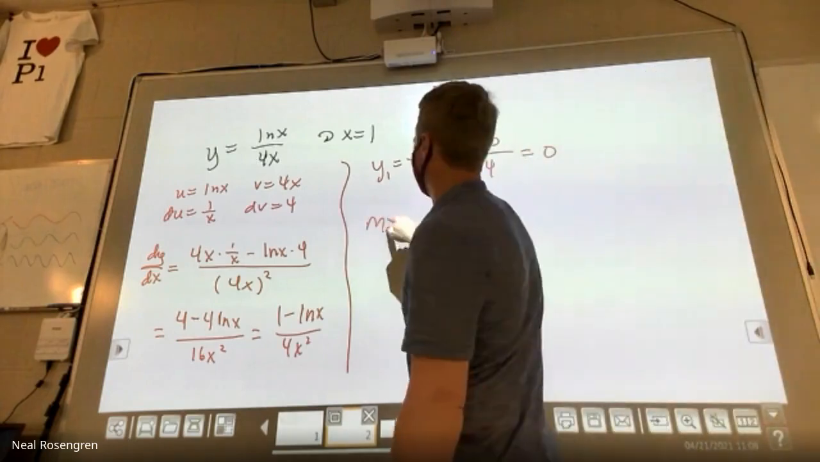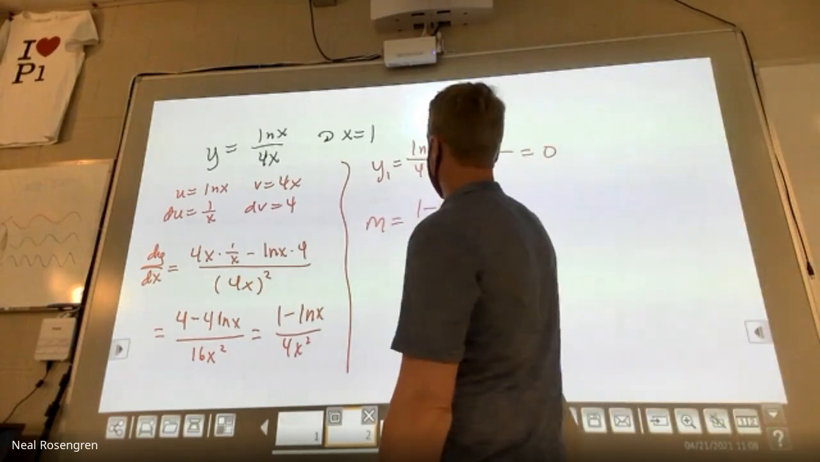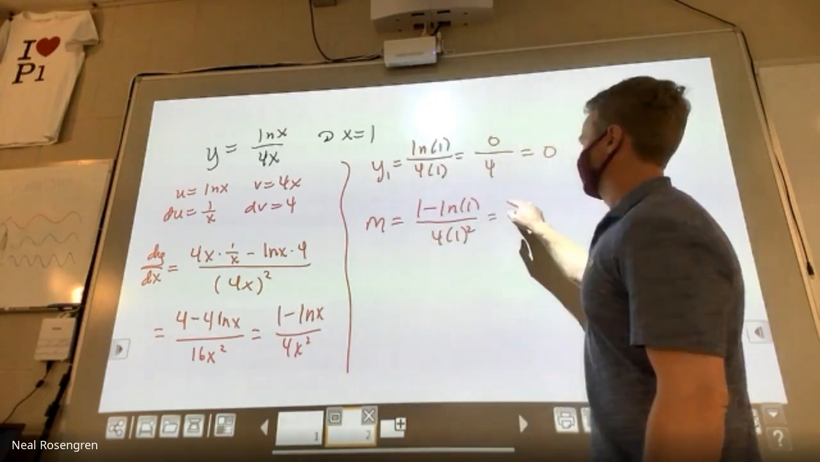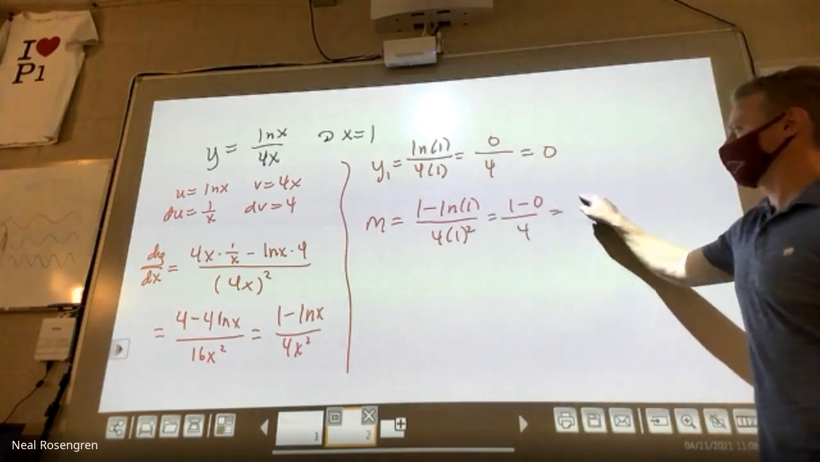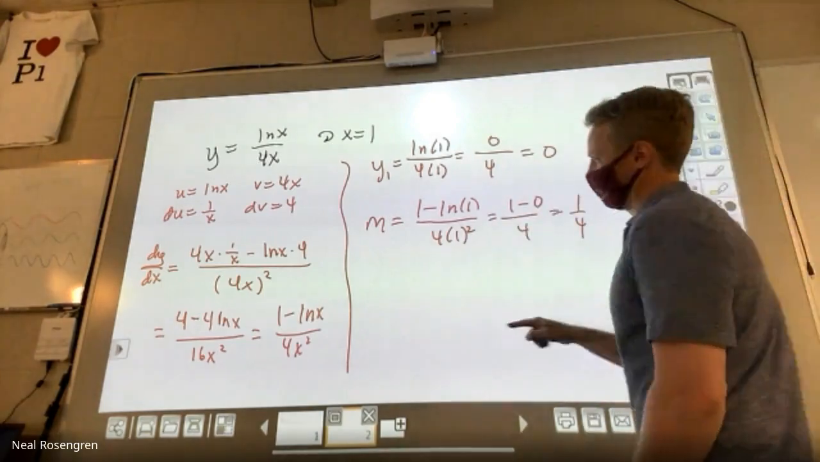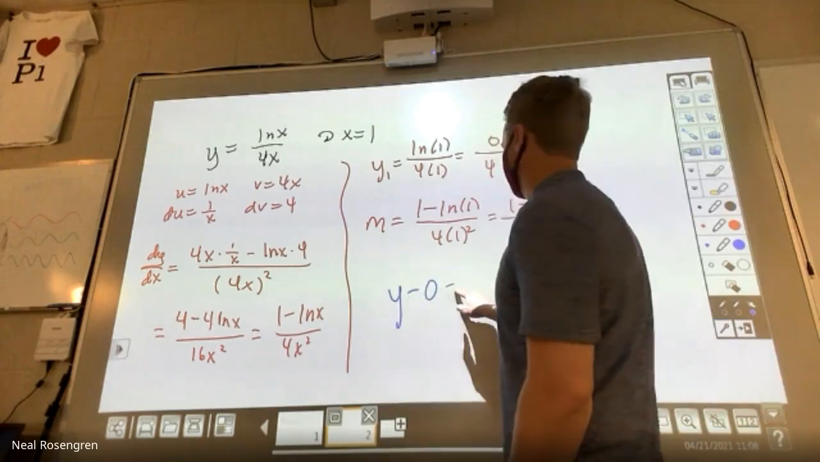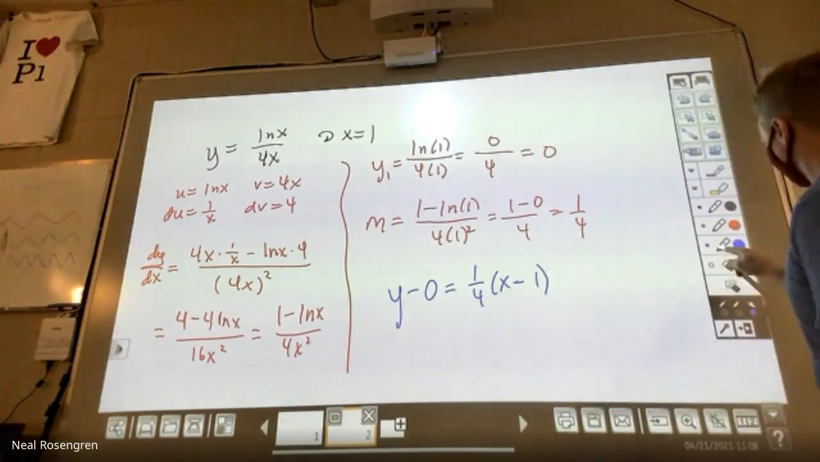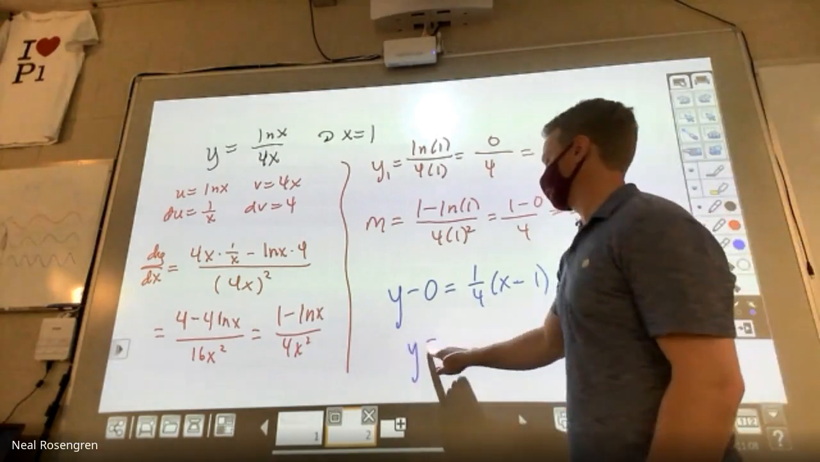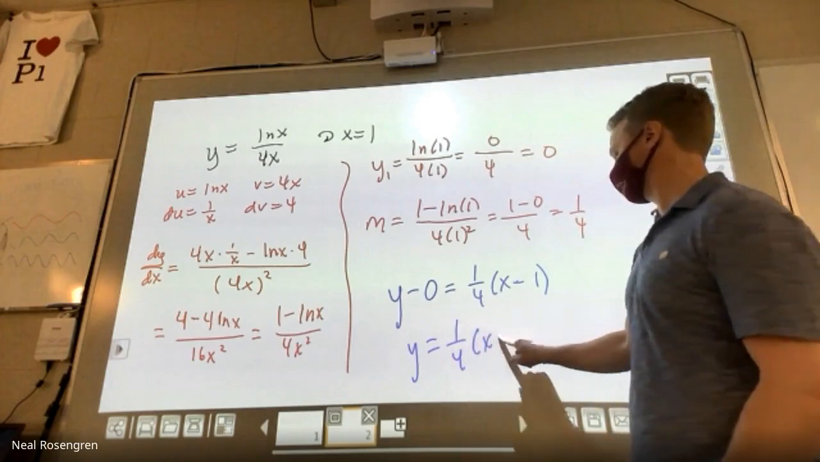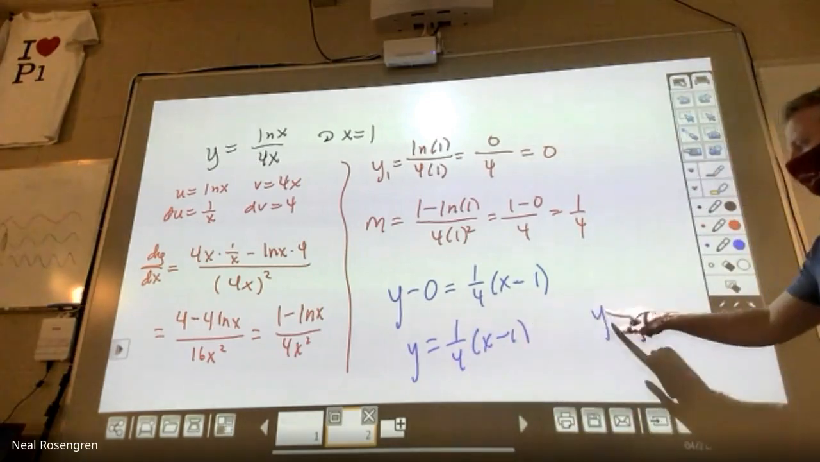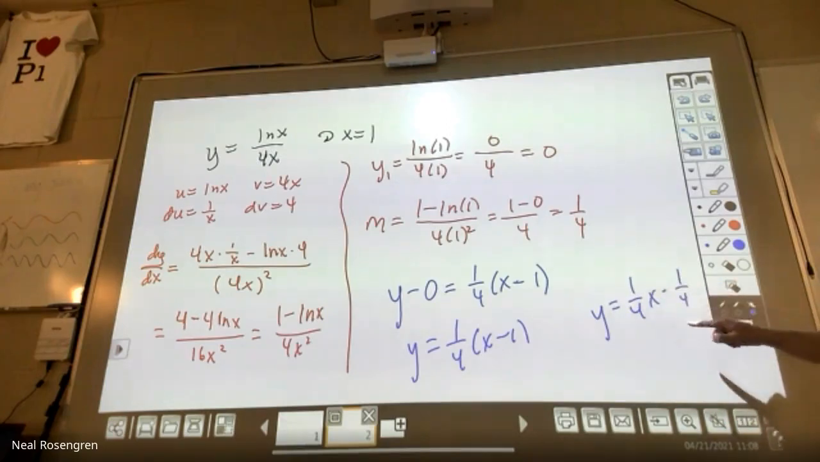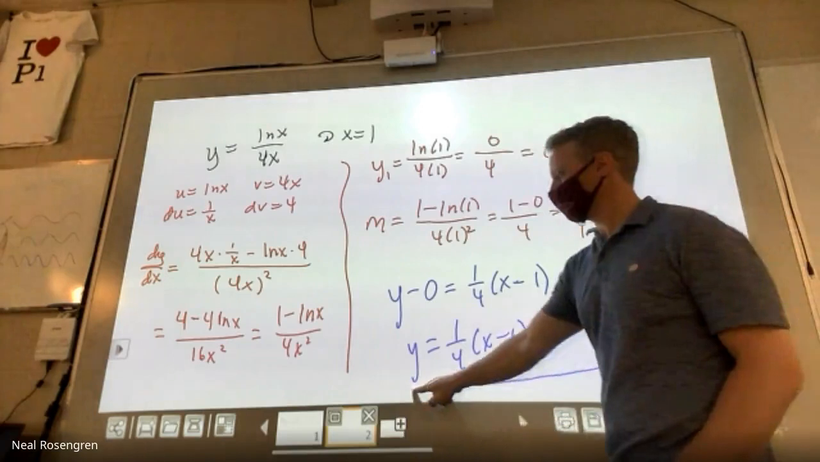Good, there's y1, it's 0. I need a slope. That's me plugging 1 into the derivative. 1 minus 0 over 4 is 1/4. Now, y minus y1 equals m times x minus x1. That's cool like that. You can drop the 0 and write it like this. You could distribute and write it like this. I'm good with anything in blue here. These are all good.